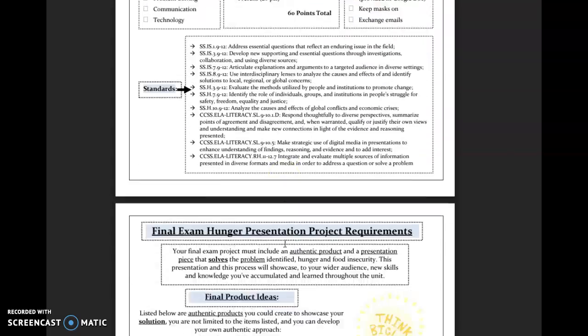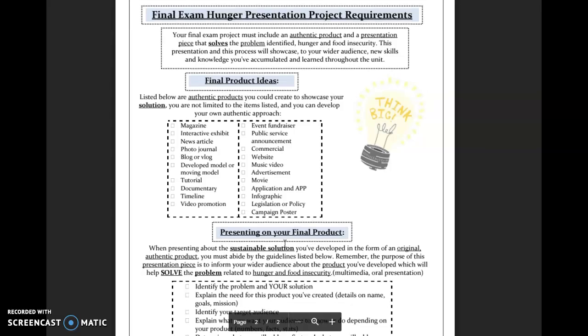After you guys are done going through step 1, 2, and 3 of the worksheets, you will look at this assignment here to determine what you need to include in your presentation. So your final exam product must include an authentic product and a presentation piece that solves the problem identified. So you're showcasing what you've developed.